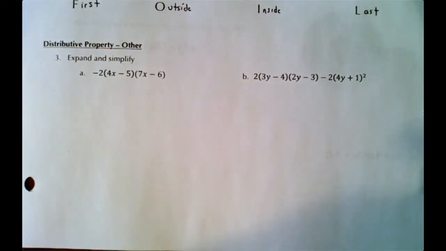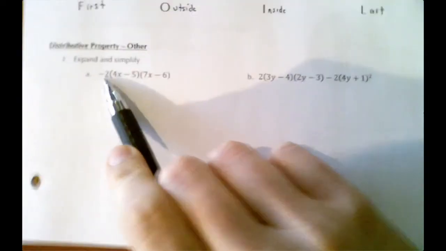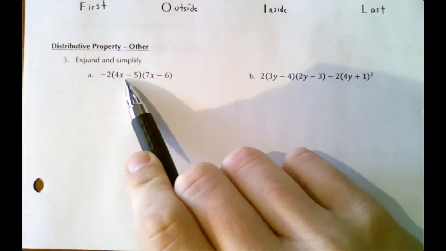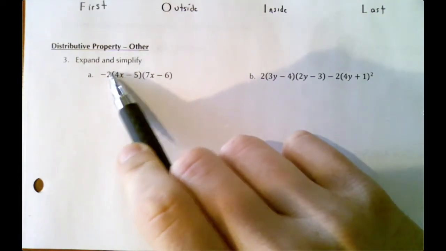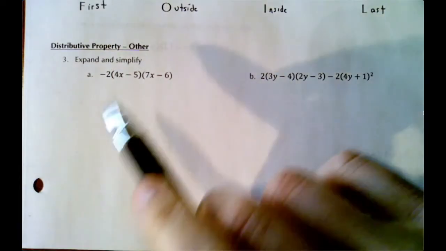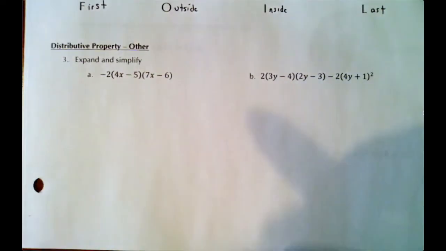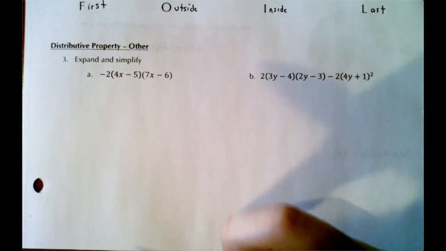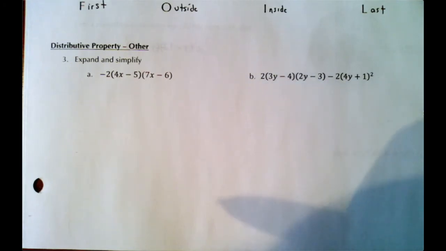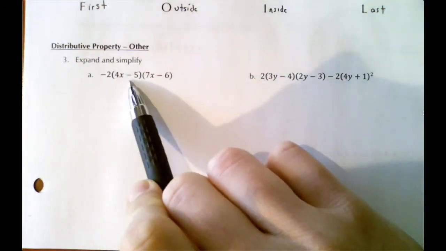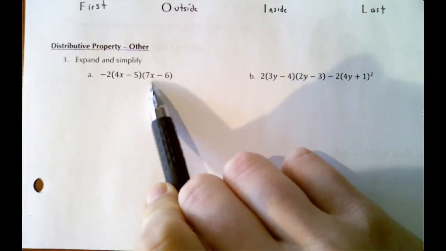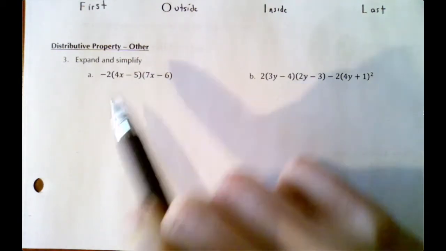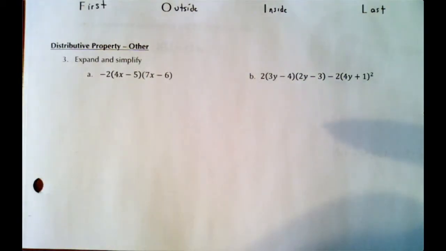So these two are a little bit more complicated. If you take a look, we've got a number, a monomial, in front of a binomial, so we can just distribute the 2 to both terms. But we also have a binomial next to a binomial. And the question is, which do we do first? Well, it turns out the order doesn't actually matter. You can do the 2 times this bracket and then FOIL, or you can FOIL first and then multiply everything by negative 2. I'm going to show you both ways.